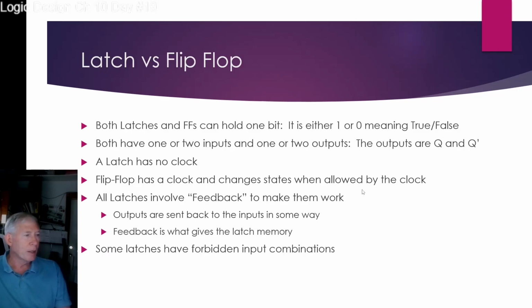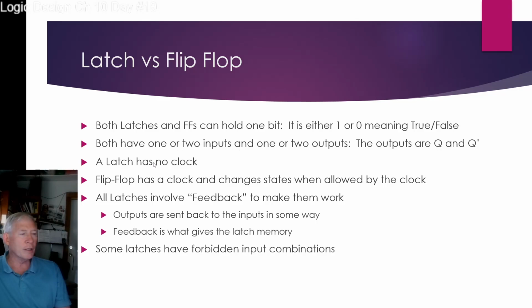All right. So again, both latches and flip-flops can hold 1 bit, either 1 or 0, which means true or false. Set or reset sometimes, or set or clear. We use those terms as well. Or sometimes we use the terms preset and clear. Both have 1 or 2 inputs, and one or two outputs. Usually the outputs are the complementary Q and Q prime, where Q and Q prime are always the inverse of each other. So if the flip-flop is set, Q will be a 1, Q prime a 0. If the flip-flop is clear, Q will be 0 and Q prime will be a 1.